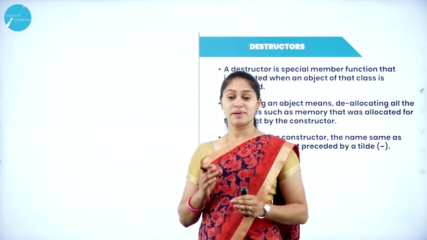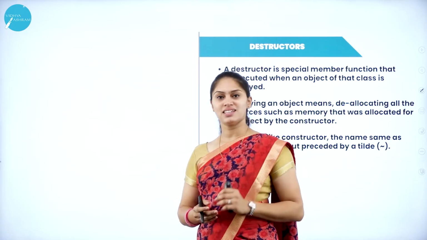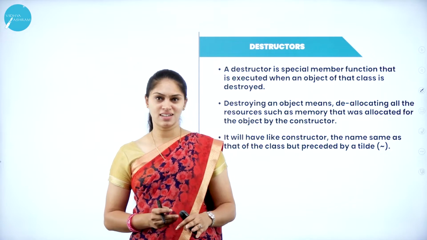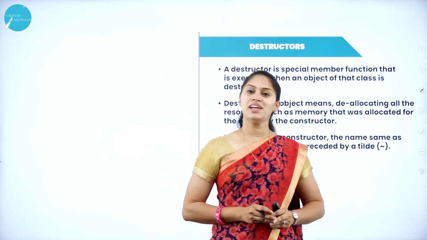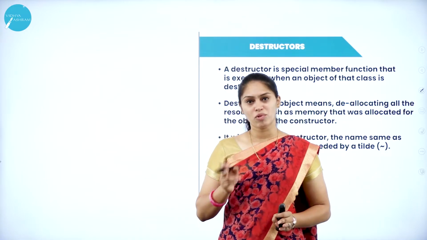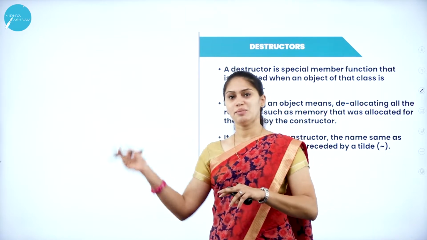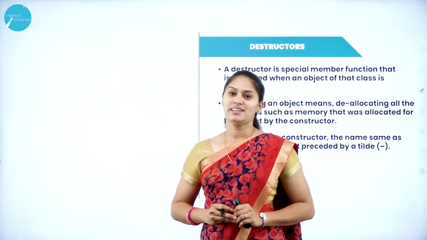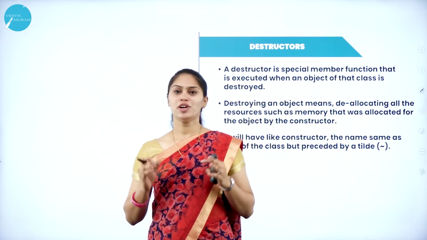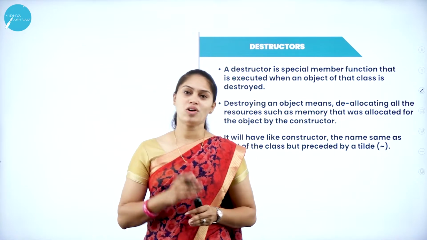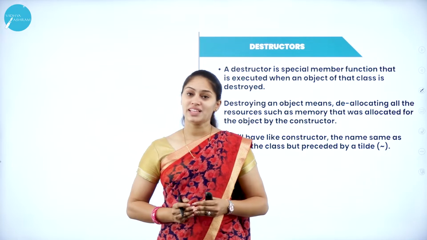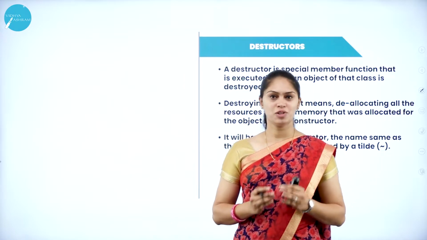It is also a special member function. It has the same name as the class. But when I am using this destructor, it will automatically destroy, or deallocate, the memory space which is allocated by the constructor. That is nothing but the destructor. It is a very important topic. What do we mean by destructor, and what are the rules to use it? We'll let you know with the help of syntax as well as a program.